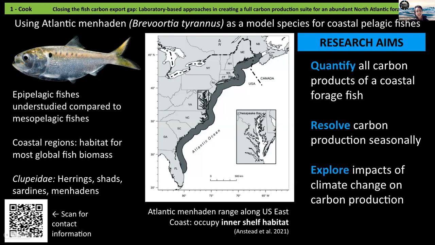And so the research aims for the coastal forage fishes that I've outlined here are to quantify all the products of their carbon, to resolve that carbon production seasonally, and then finally to explore the impacts of climate change on carbon production via ocean warming on the coast.